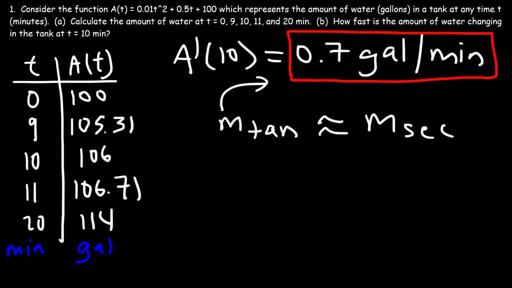So to calculate the slope of the secant line, or the average rate of change, our 2 points will be 9 and 11, because 10 is the midpoint of 9 and 11.